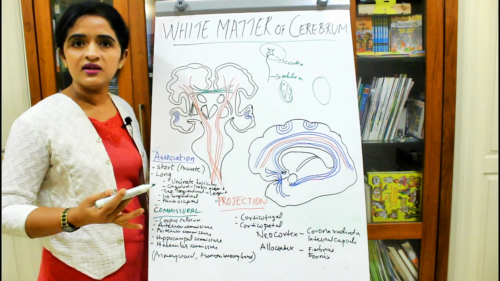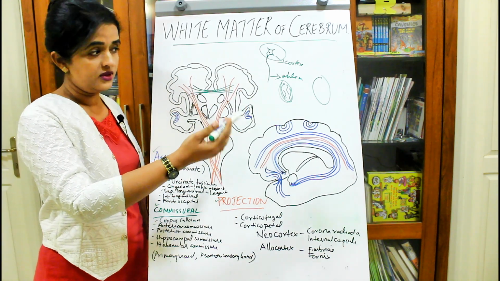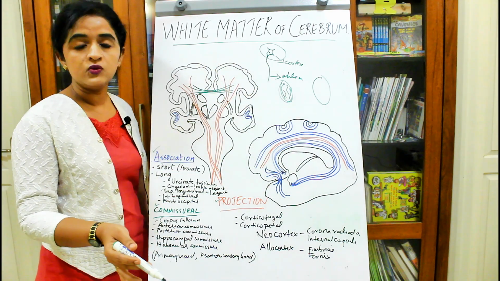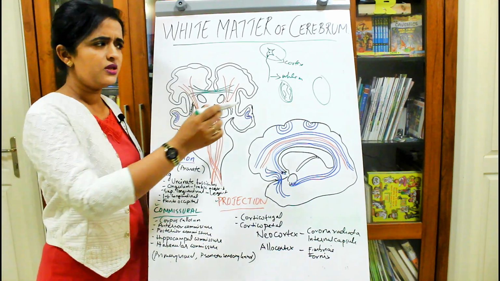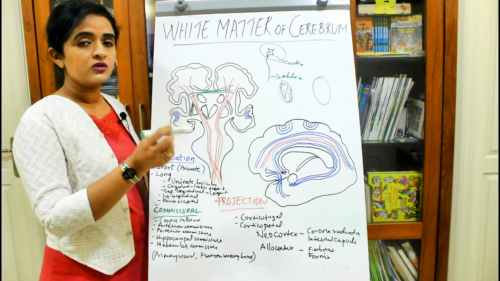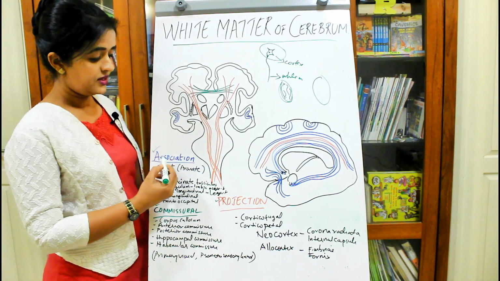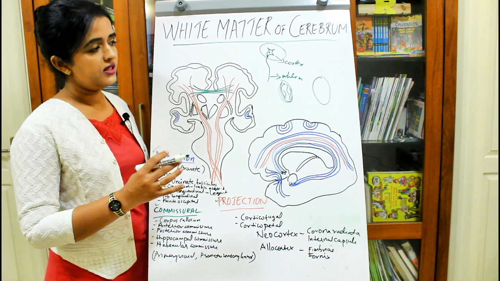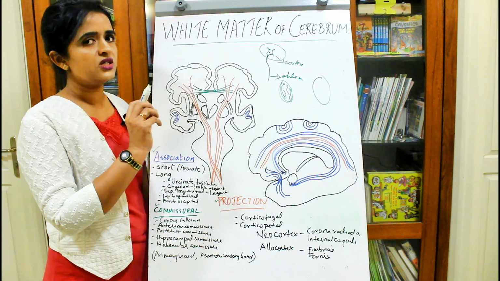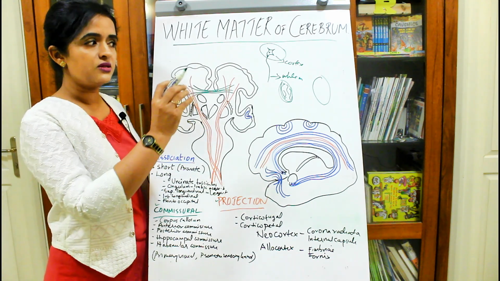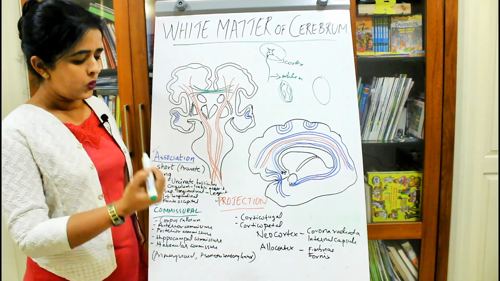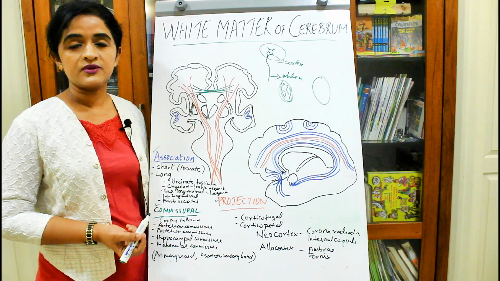They are not going to any other regions, it is not moving to the opposite cerebral hemisphere, or it is not moving to other parts of the central nervous system. It is confined to one single cerebral hemisphere. Okay, so such type of fibers are known as association fibers. So you can say that it is intrahemispherical. That is the term we use, intra. Intra means it is confined to that single cerebral hemisphere. Now, what do you mean by commissural fibers?